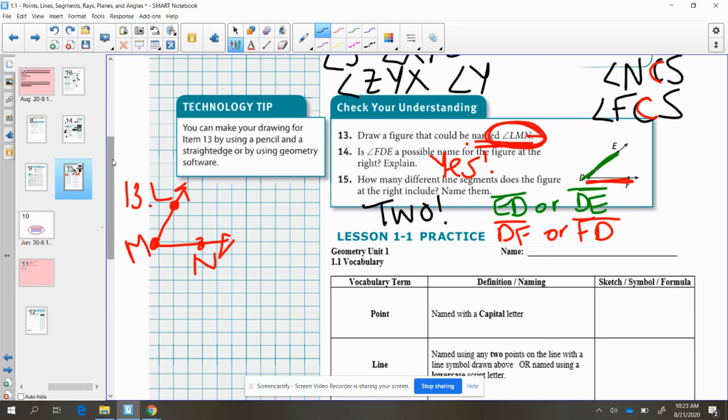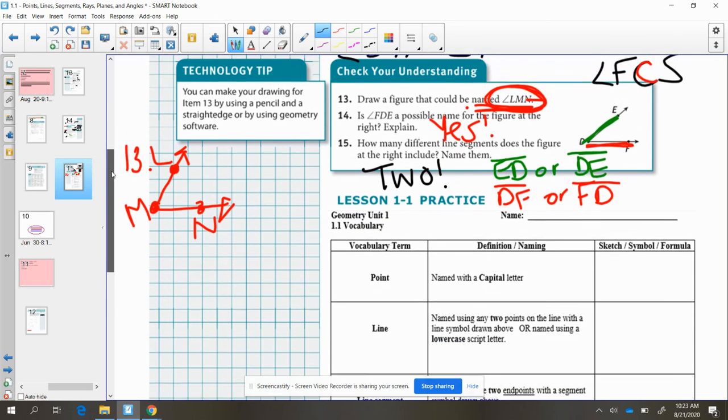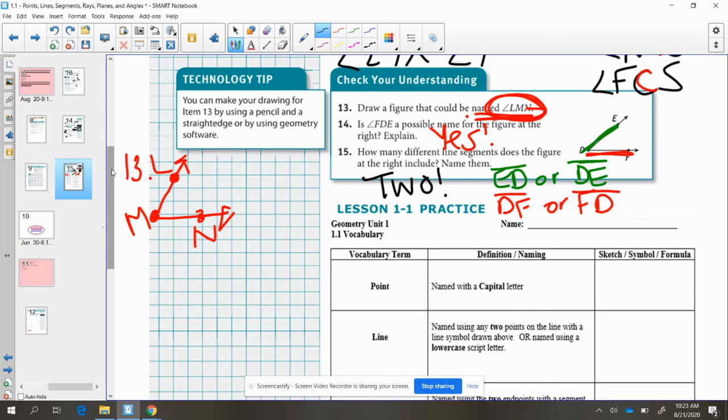Okay. Focus a little bit more on the vocabulary in class, then we'll chat tomorrow.